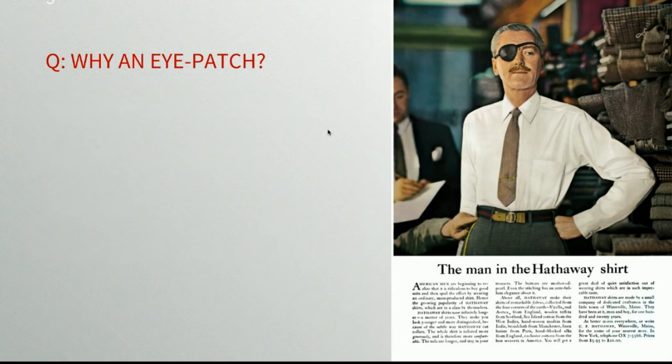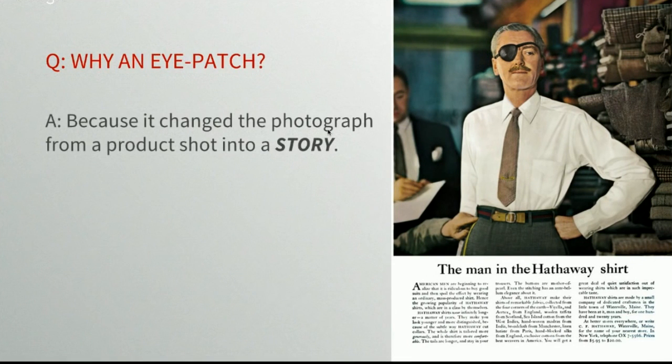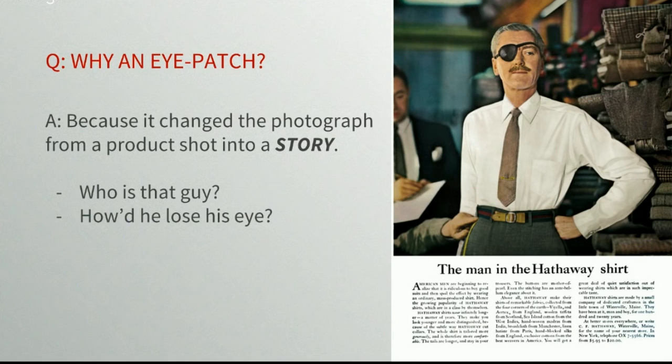Now, why an eye patch? Ogilvy's view was that the eye patch was there because it changed the photograph from a product shot into a story. And it's true that you can't help wondering, who is that guy? How did he lose his eye? Was he in the war? Is he a spy? What's going on with the eye patch? And how did he get to where he's going, and what's going on?